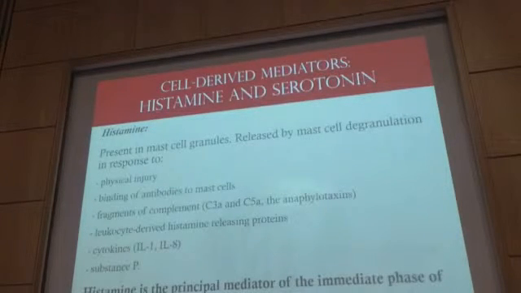So histamine, like we said, is present in the granules of mast cells. It's released by degranulation in response to physical injury, binding of antibodies to mast cells. They have IgE receptors, but also in response to fragments of complement, different cytokines, and substance P. It's the principal mediator, the main mediator of the immediate phase of the increased vascular permeability. Later, it's joined by other mediators that are not preformed.